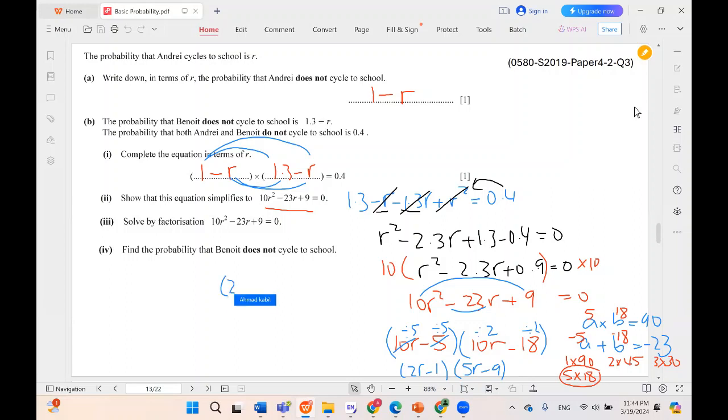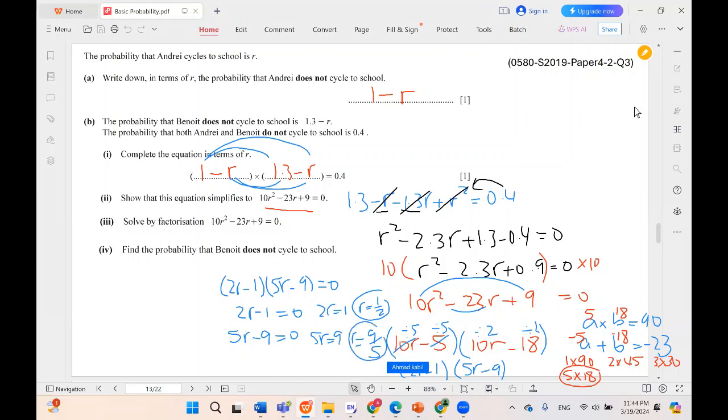So we have 2r minus 1 times 5r minus 9 equals 0. So either 2r minus 1 equals 0 or 5r minus 9 equals 0. Either 2r equals 1, so r equals half, or 5r equals 9, so r equals 9 over 5.